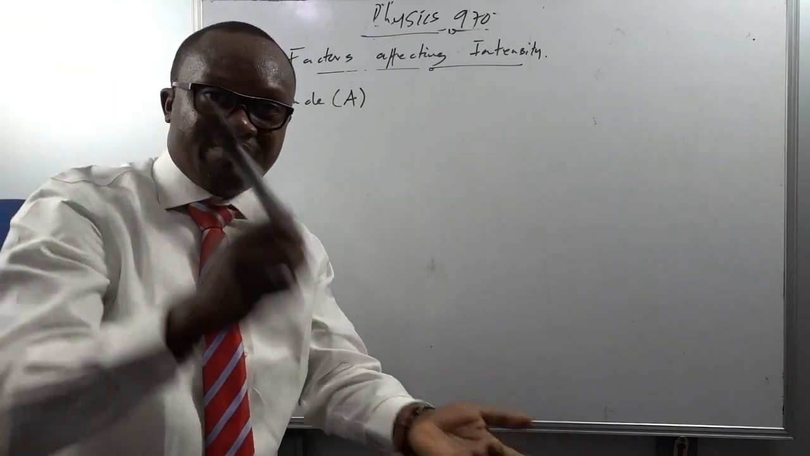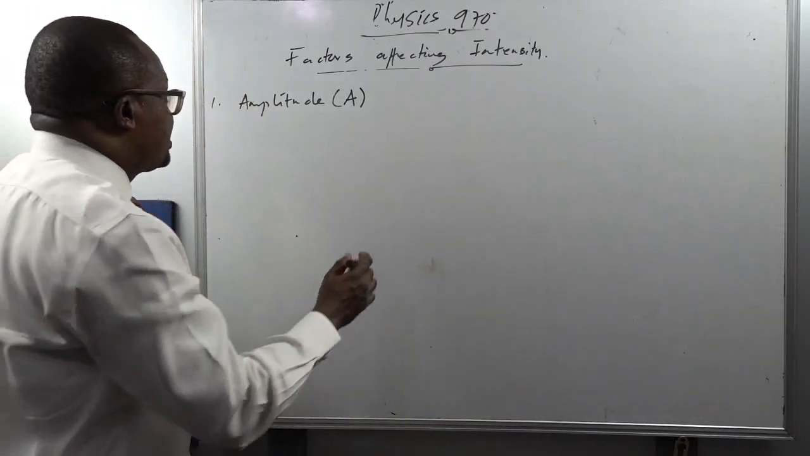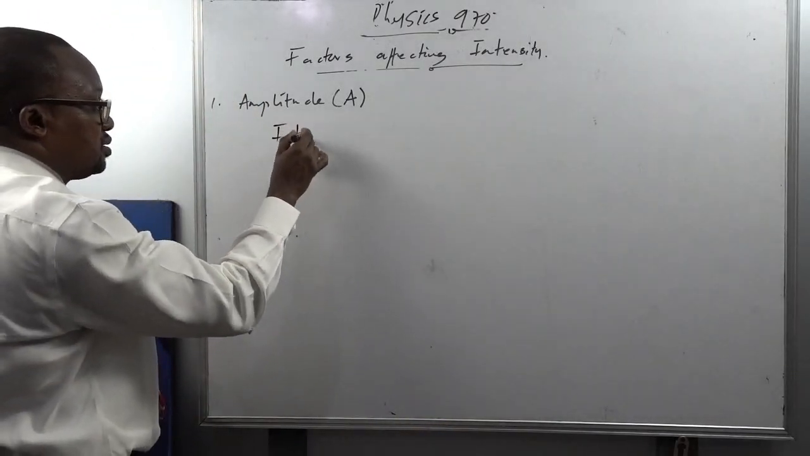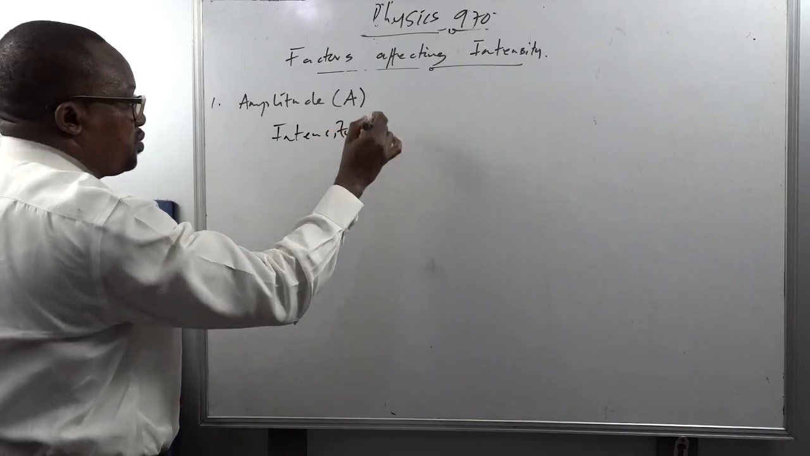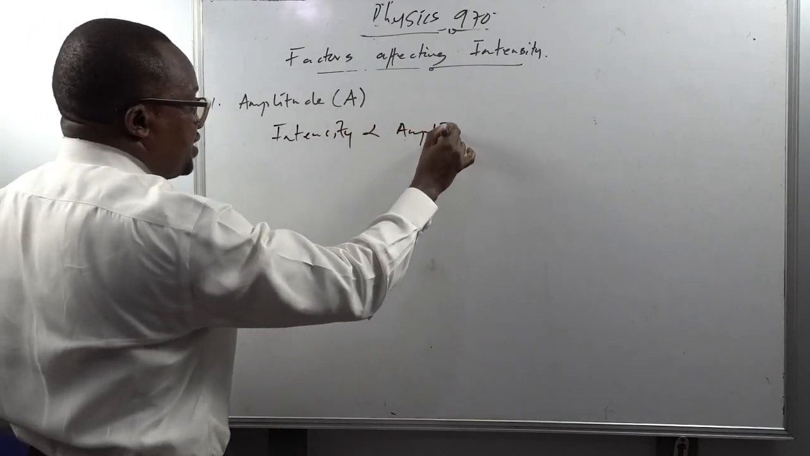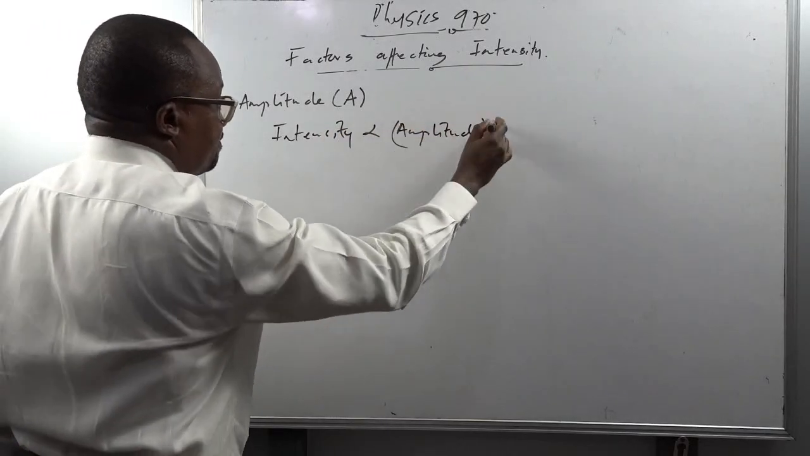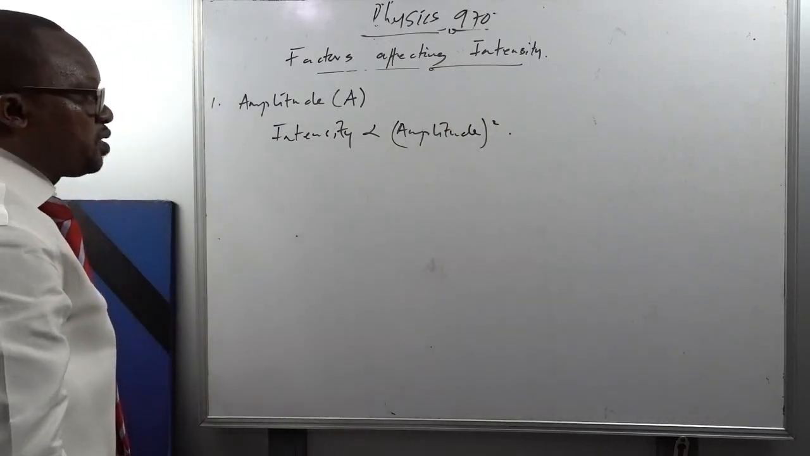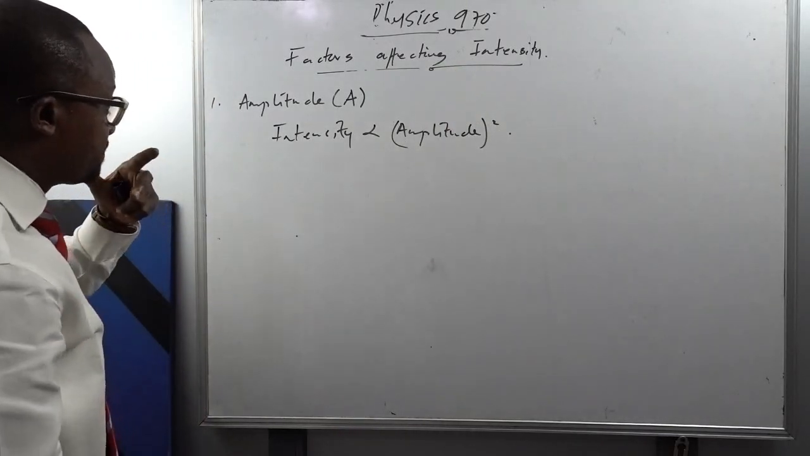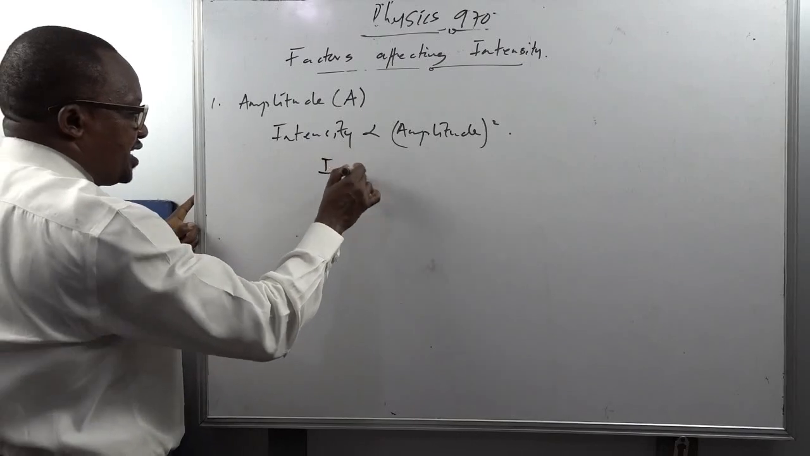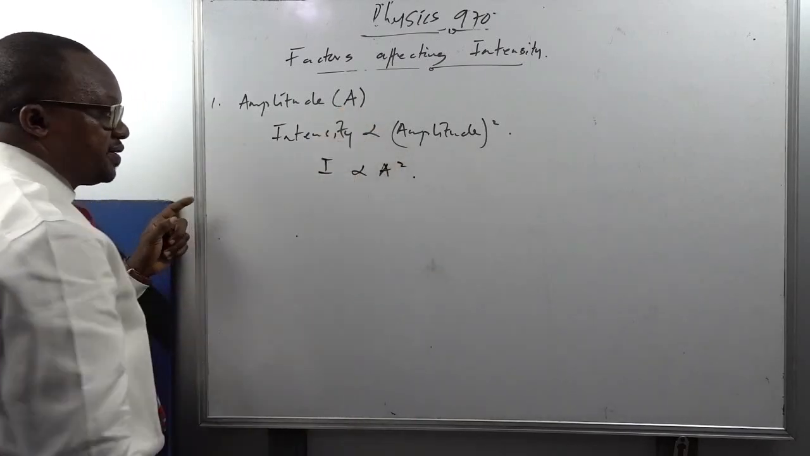So as you increase amplitude, intensity increases. Intensity is proportional to the amplitude squared. So intensity I is proportional to amplitude squared.